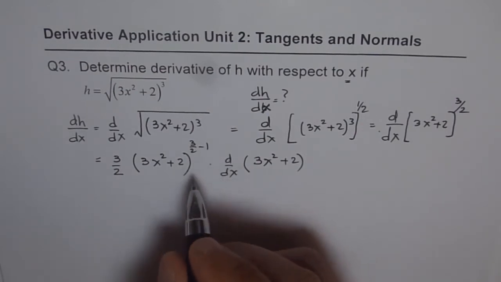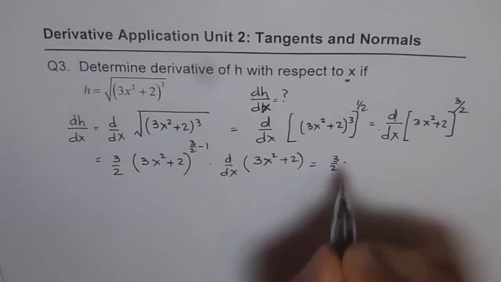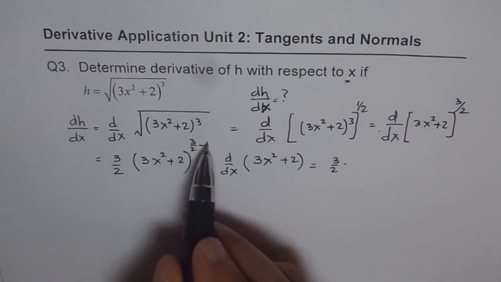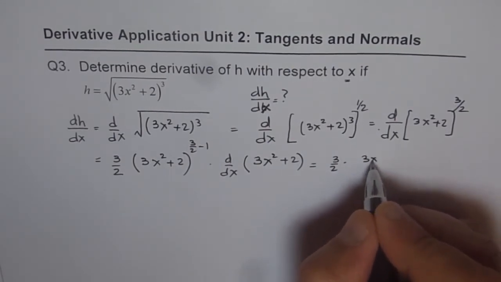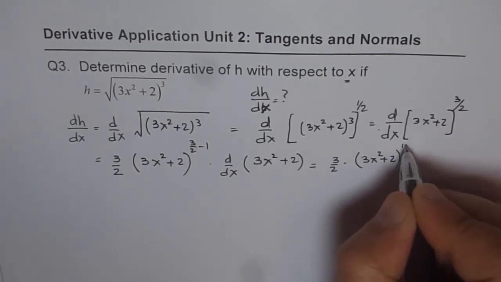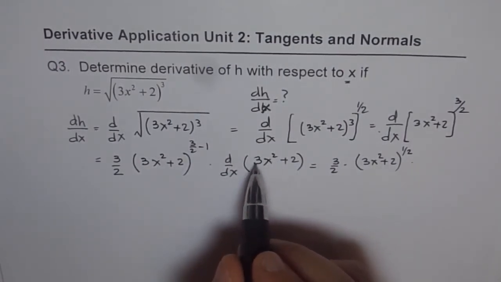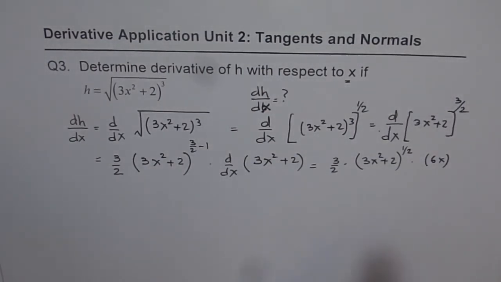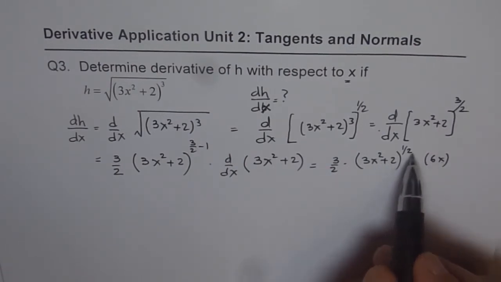Now we can simplify this, and let me just complete this part. So it means 3 over 2 times, and this is 3 over 2 minus 1, which means 3 over 2 minus 2 over 2. 3 minus 2 is 1. So we get half here. So we get (3x squared plus 2) to the power of half. And the derivative of the inside function is 3 times 2, 6x. It is 6x. Correct? So you get this as close to your answer. Now we'll just simplify all these terms, 3 over 2 times 6x and the power of half.